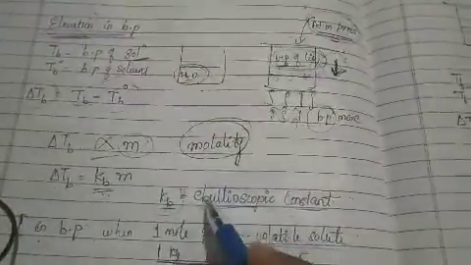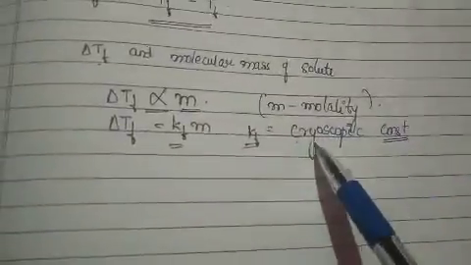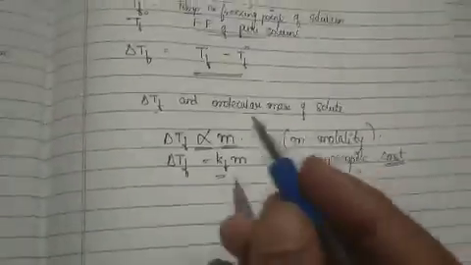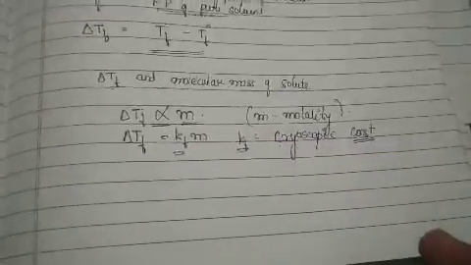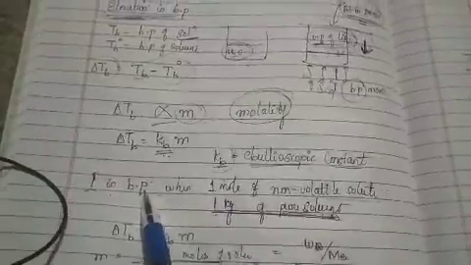Here also, ebullioscopic, Kb is there. So if you remember one constant's name, the other constant will be easily remembered by you. Of course, when we defined the ebullioscopic constant, we saw that it is the increase in the boiling point. Why? Because it is an elevation part.